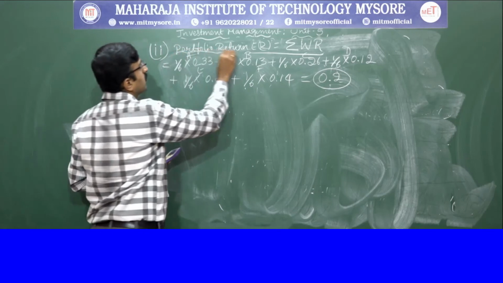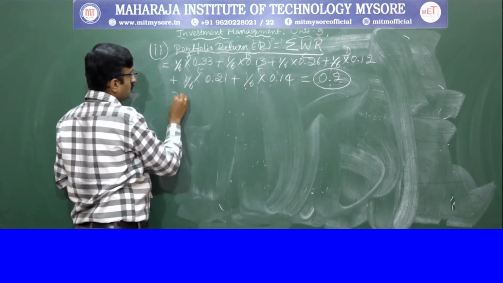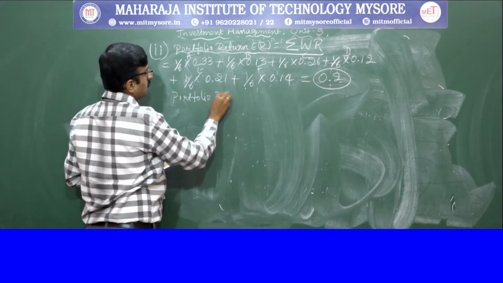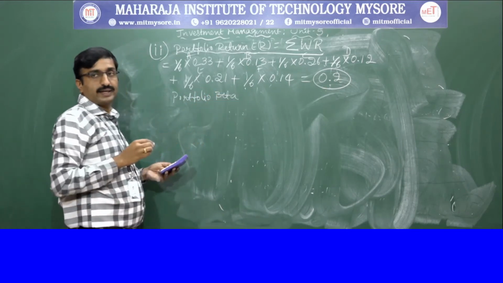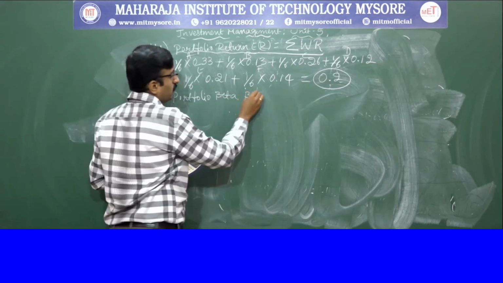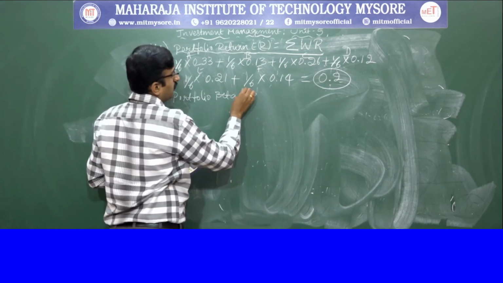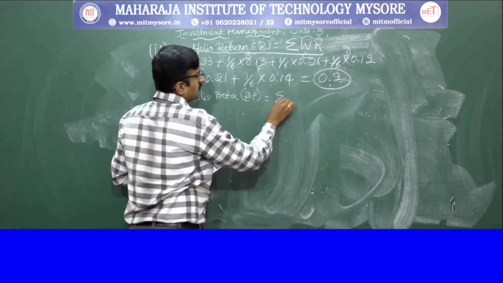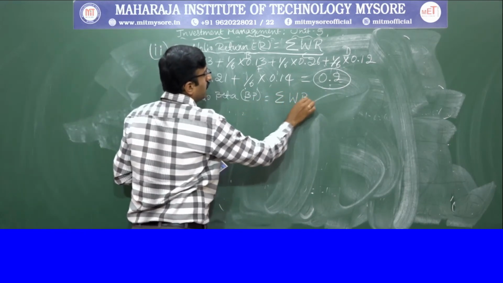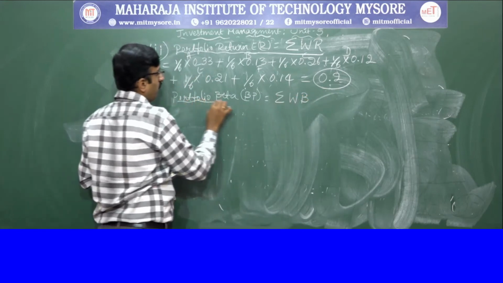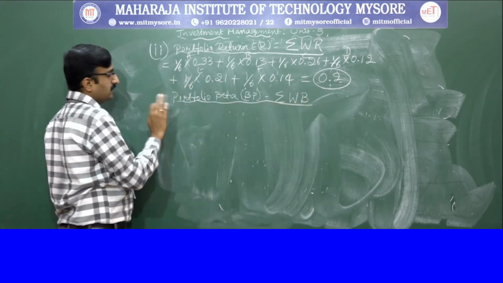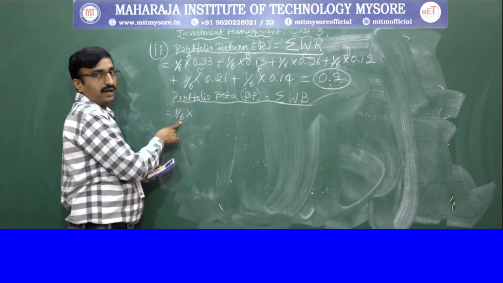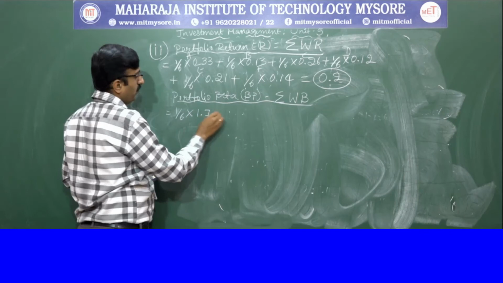In the same way, you calculate the portfolio beta. Portfolio beta is represented as BP, which is equal to sigma weight into beta. The weights are equal, same as previous, so 1 by 6 into beta of A, which is 1.7.